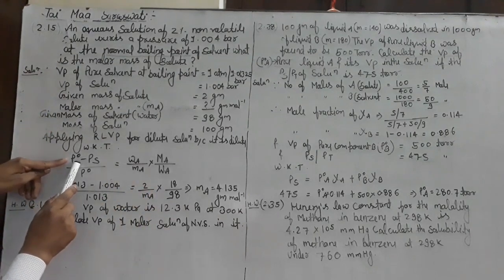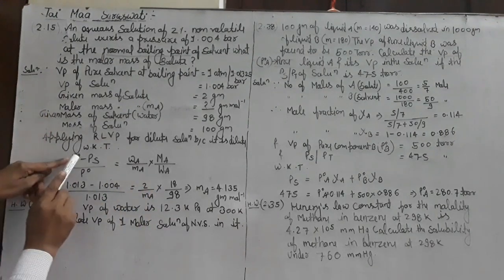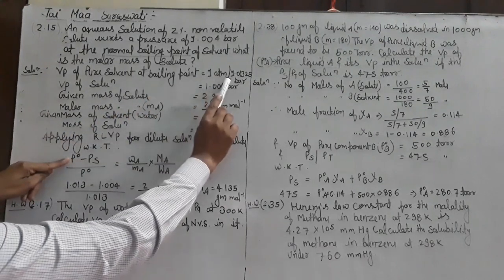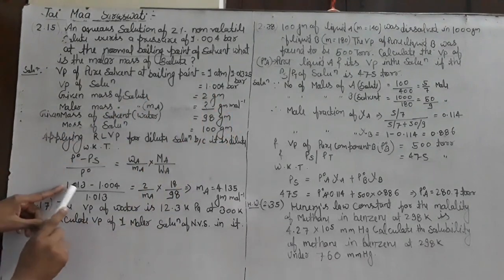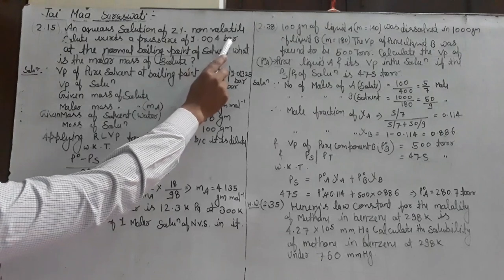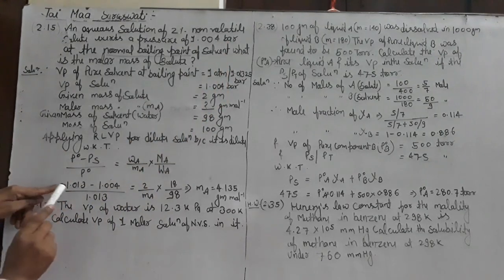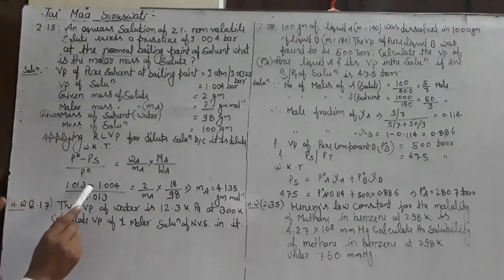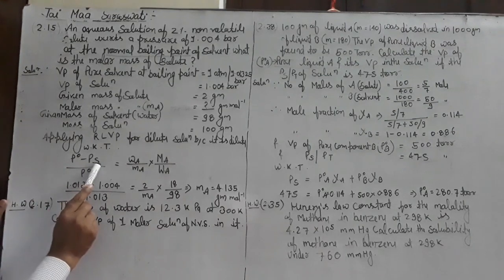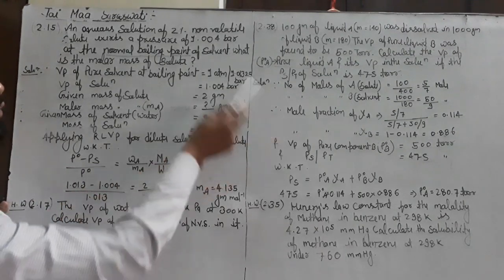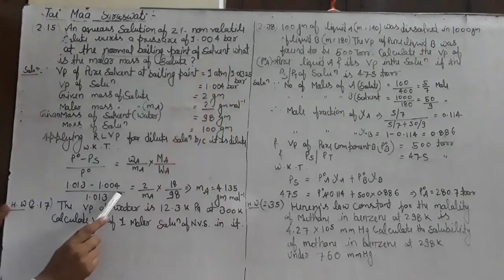For P naught, the vapor pressure, I have already mentioned over here 1.013, because it is given in bar, so that is why we have to put the vapor pressure of pure solvent in bar also. So 1.013 minus Ps, the vapor pressure of the solution, how much is it given? The vapor pressure of solution is this one value, and P naught again the same value.